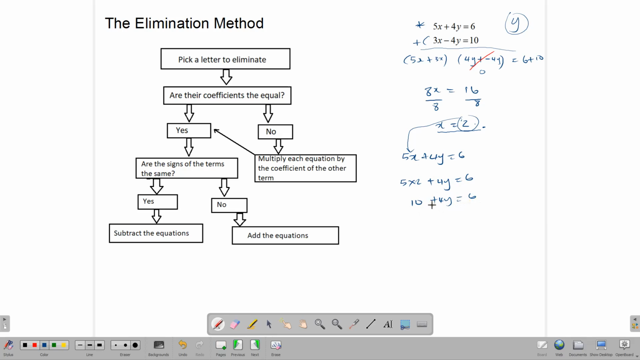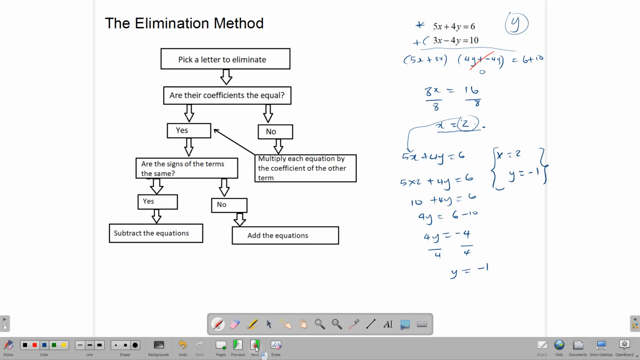I can now regroup my equation to have 4y equals 6 take away 10. Then 4y is equal to negative 4, and dividing by 4, I get my y to be negative 1. So the two answers for the equation are x equal 2 and y equal negative 1. And those are the two solutions for the system.